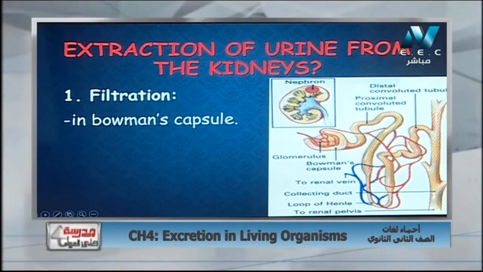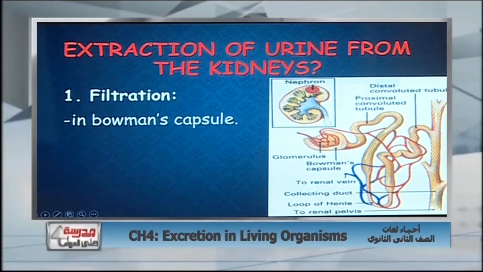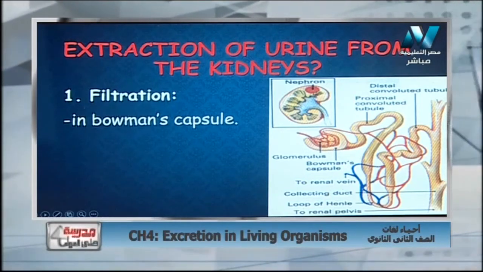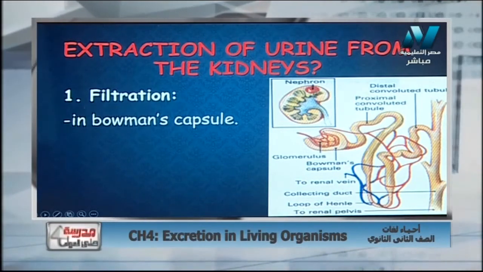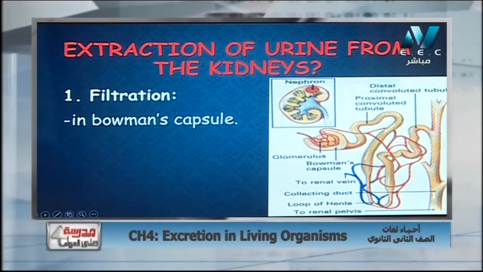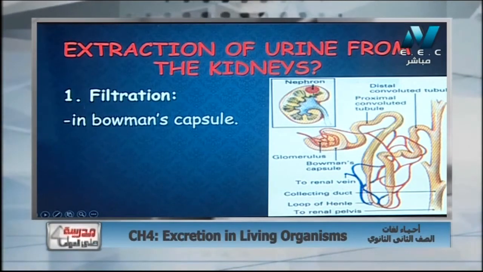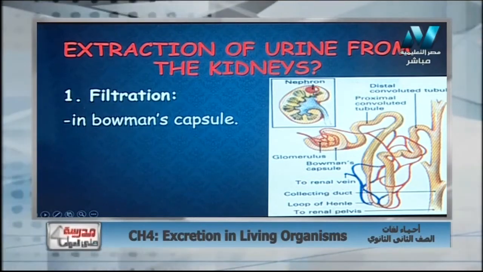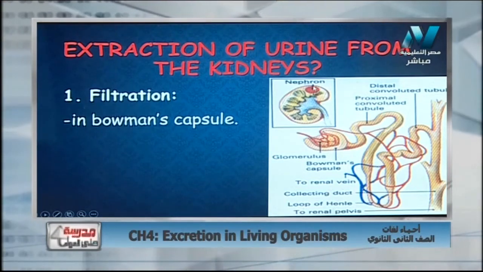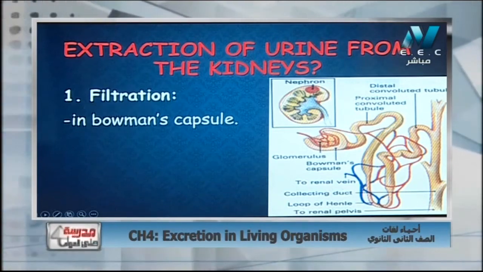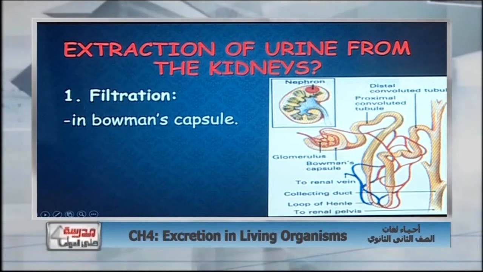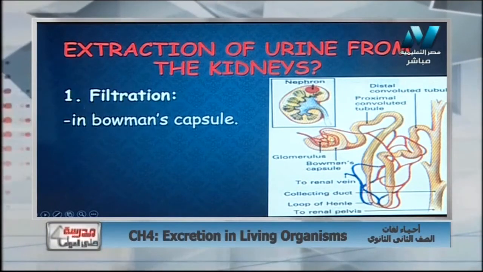Now, how can the kidney extract urine from the blood? In this picture, we can see that the nephron is located in the cortex of the kidney. Yes, this red spot indicates the presence of the nephron, and this is the structure of the nephron. Actually, the nephron is composed of 2 parts.